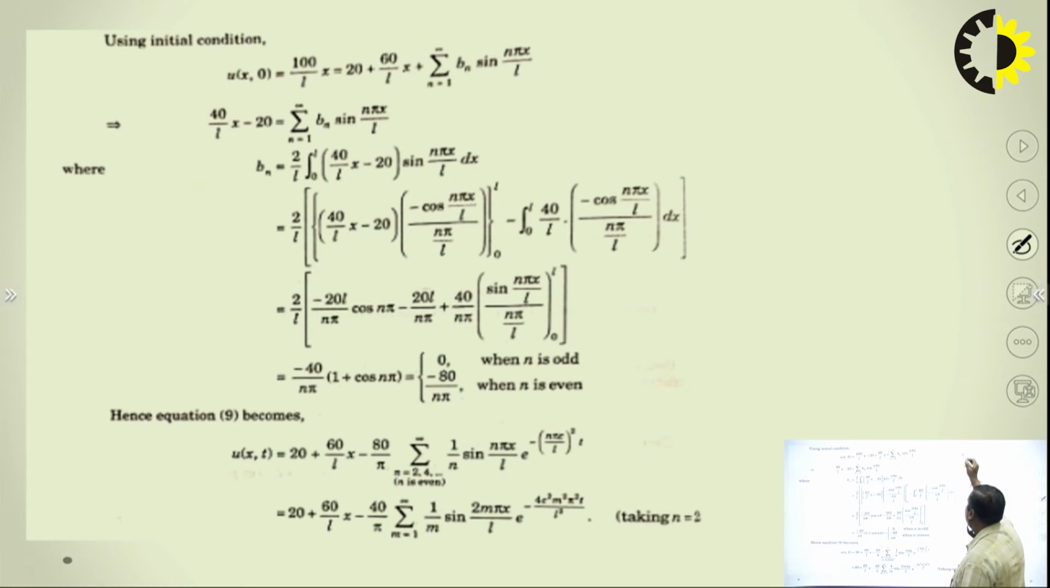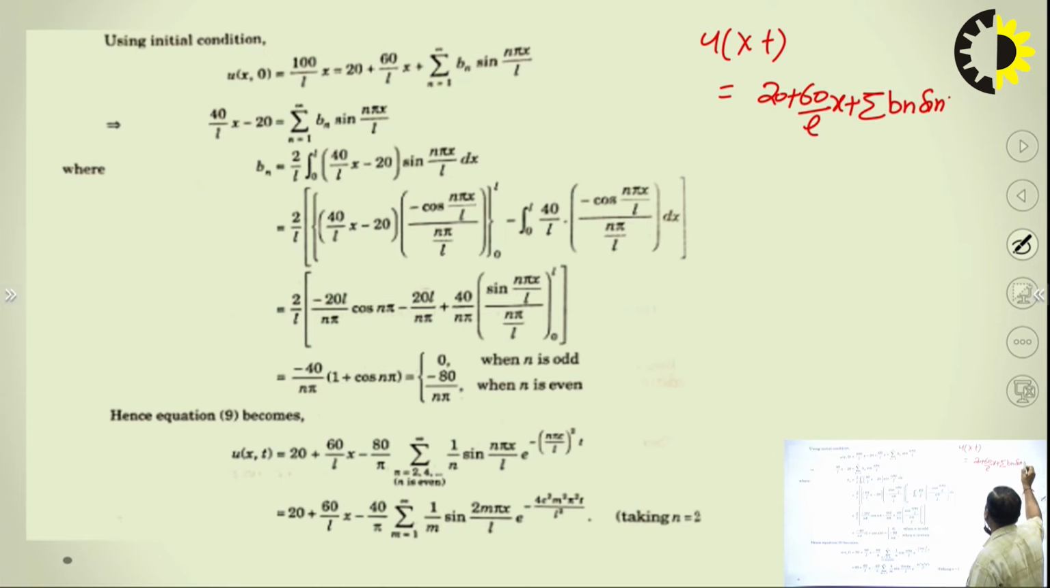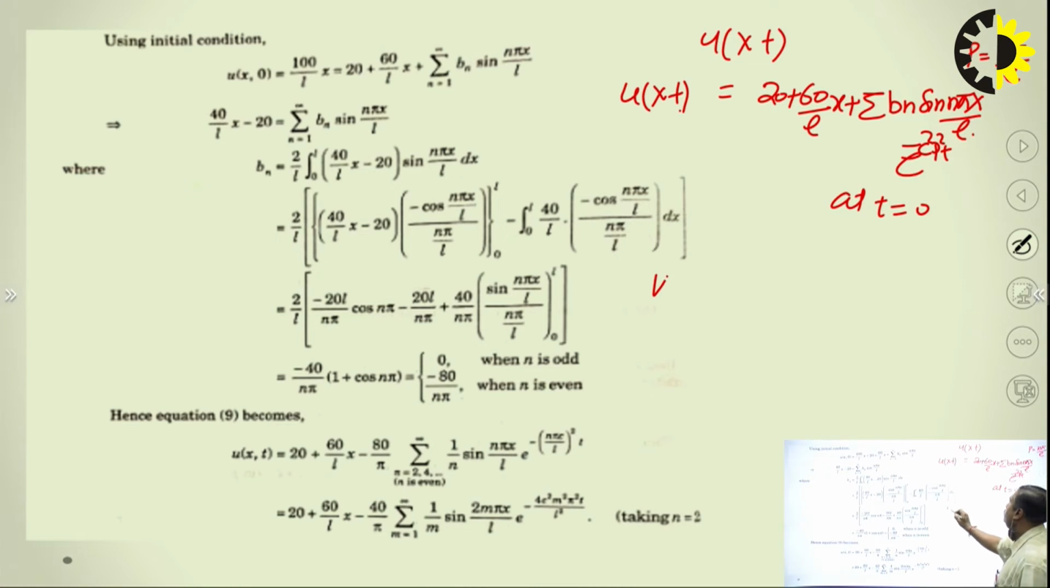Therefore, u(x,t) = 20 + 60x/L + summation Bn sin(nπx/L) at u(x,t), and e to the power minus c squared p squared t, with p = nπ/L. At t = 0, u(x,0) = 40x/L − 20.